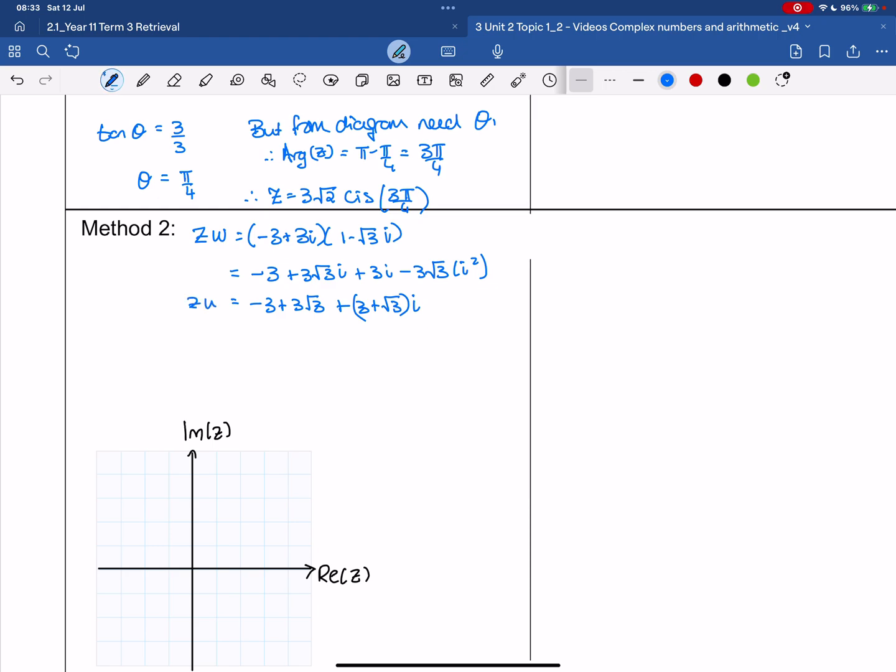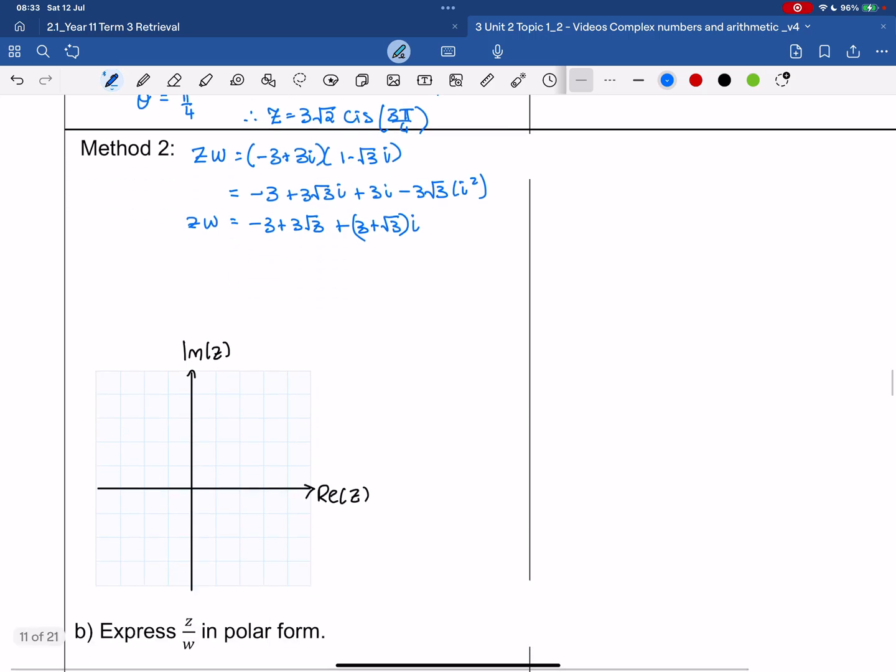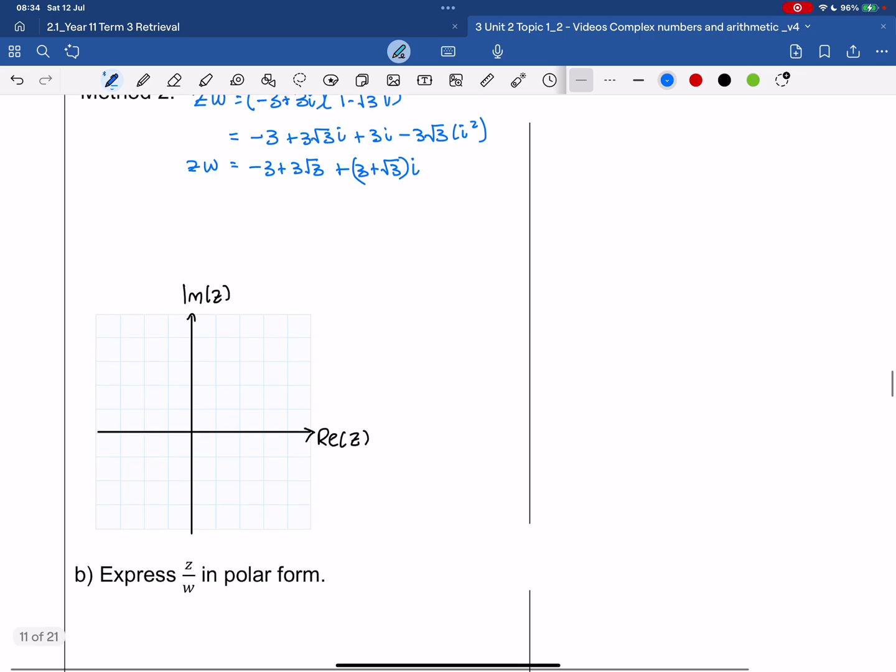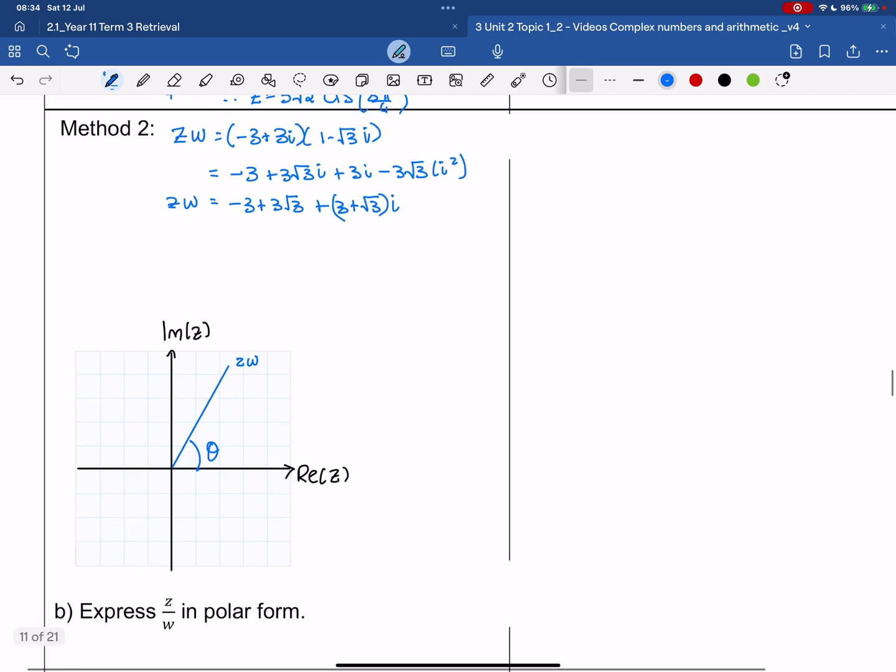Okay, so this is what Z times W looks like, but they want it in polar form. So in order to find it in polar form, I need to sketch it on an Argand diagram so that I can identify which quadrant I'm working in and identify my principal argument. So negative 3 plus 3 times root 3, well, that's on the positive side, so it's somewhere sitting over here. And 3 plus root 3 is also somewhere here. So this is where my Z times W is sitting. It's sitting in my first quadrant, and the angle that I'm working with is that angle over there.